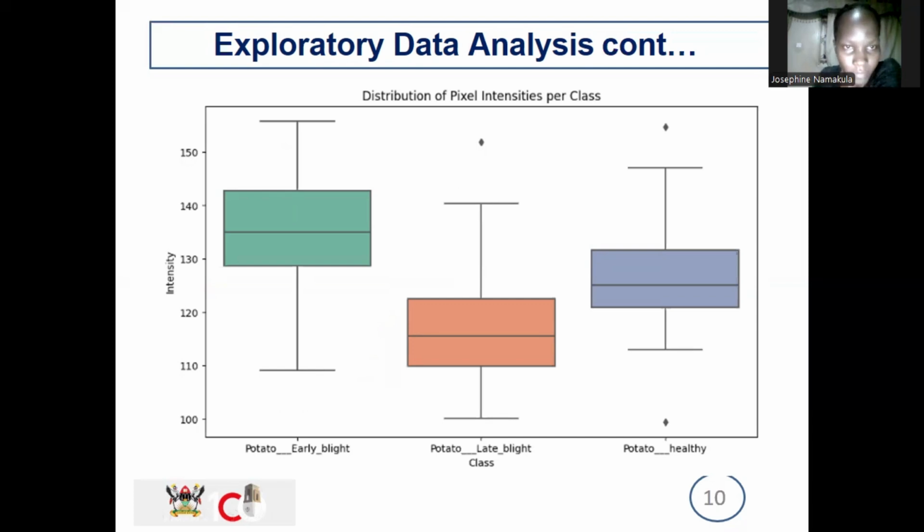With potato early blight, there are no outliers, but potato late blight has an outlier here at 150, and also potato healthy has outliers up and down, and the lines inside the boxes are the mean values. The upper line is the upper class boundary, and the lower one is the lower class boundary.